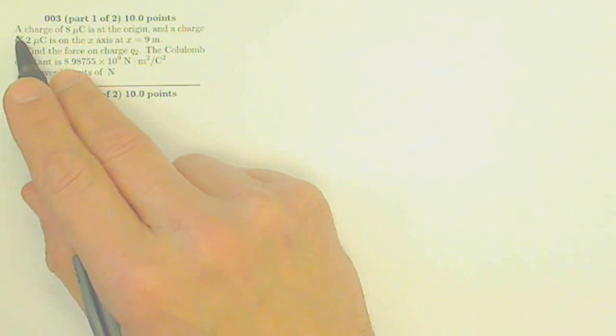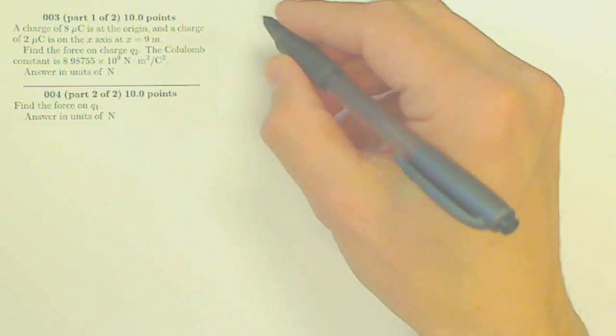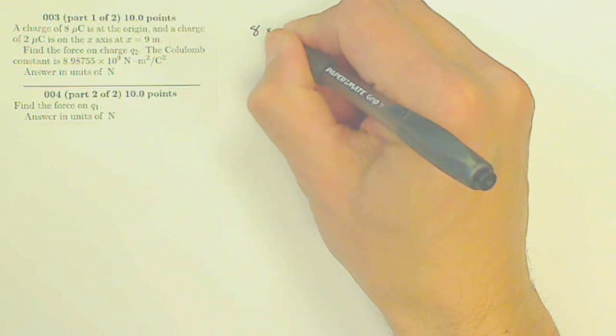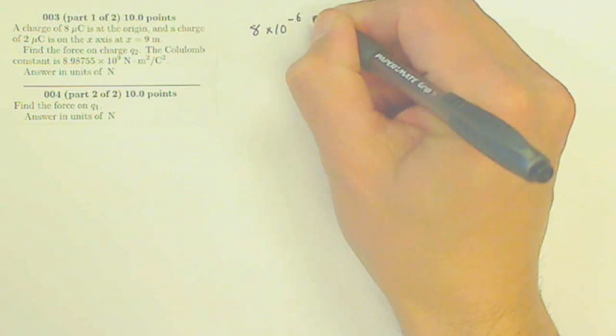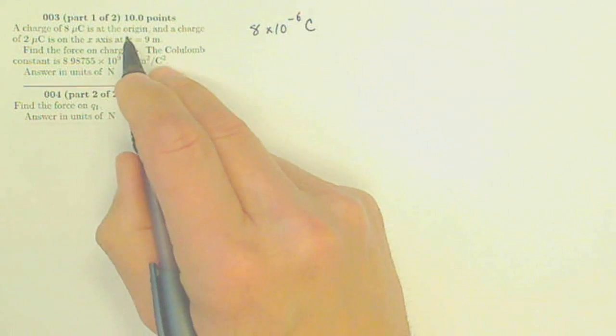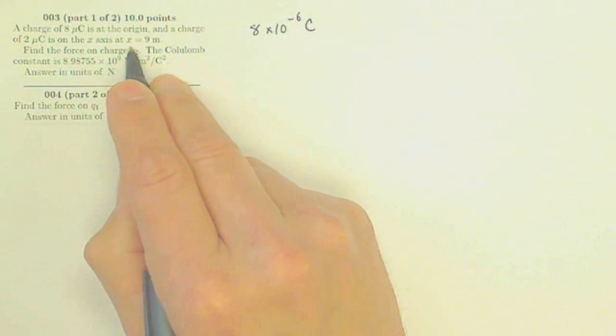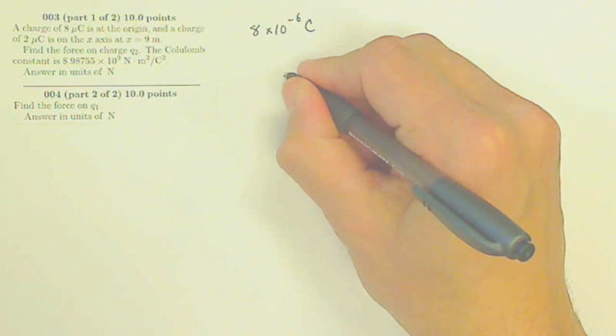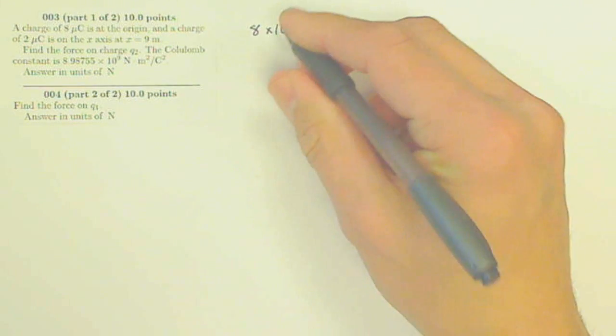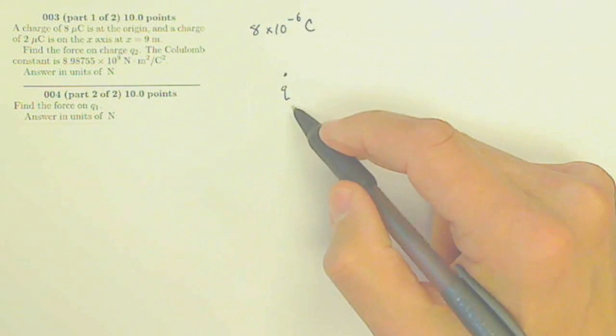This is AP Physics, homework 9.1, questions 3 and 4. Question 3 says, a charge of 8 microcoulombs, that's 8 times 10 to the minus 6th coulombs, is at the origin, and a charge of 2 microcoulombs is on the x-axis at x equals 9 meters. So I've got one q here on the origin of 8 times 10 to the minus 6th coulombs.